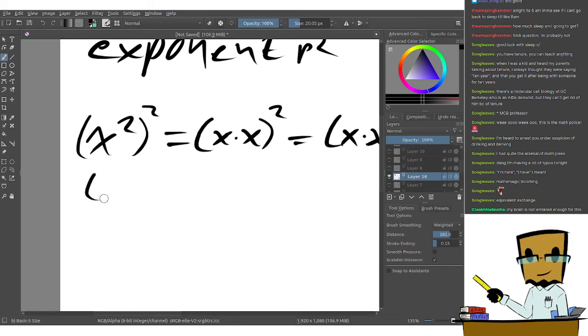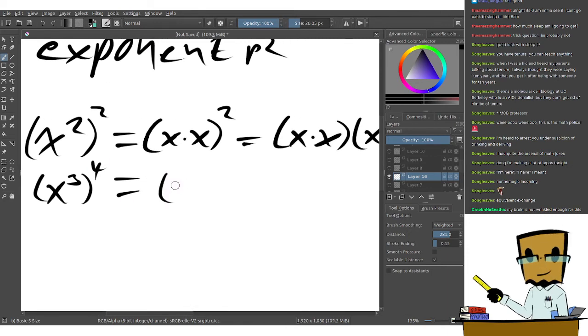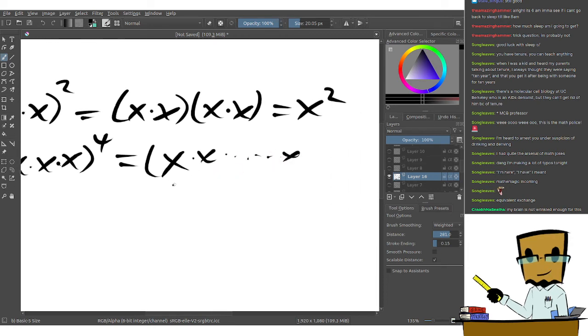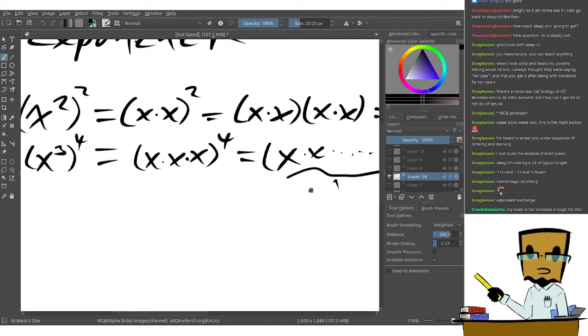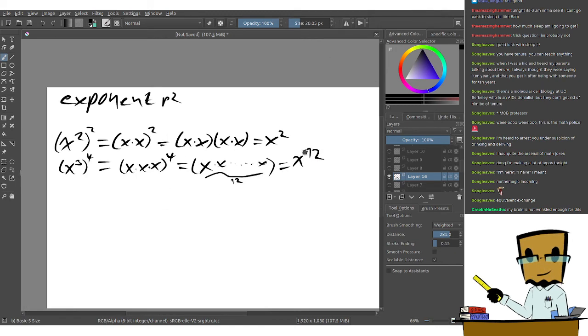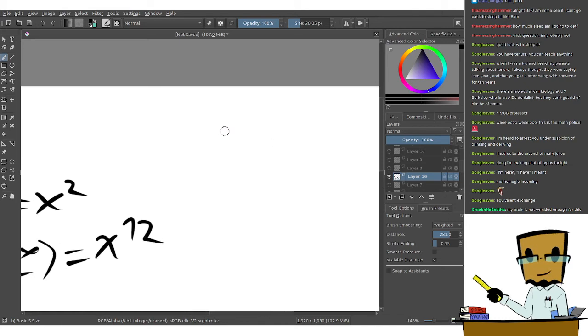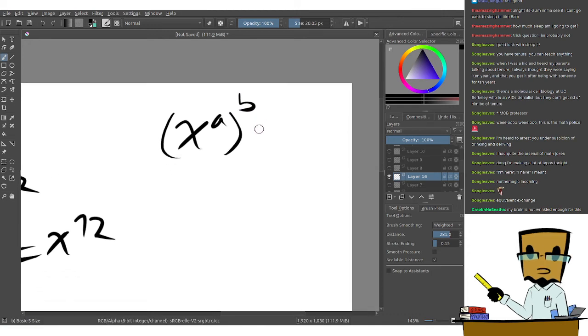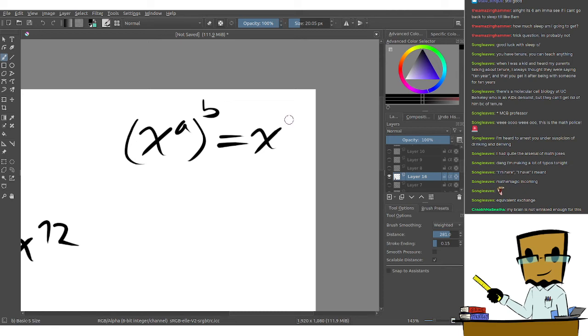We can do this for other numbers. x cubed to the power of 4. We'll end up with x to the power of 3 times 4, and 3 times 4 is 12, so x to the power of 12. So what I'm trying to get at is x to the power of a, to the power of b, equals x to the power of ab.